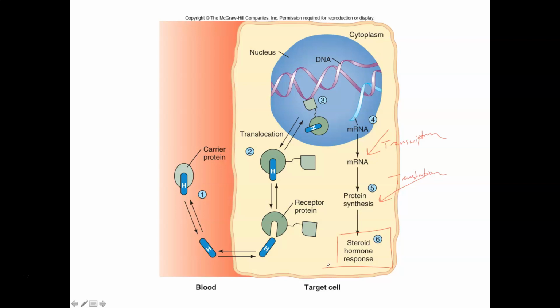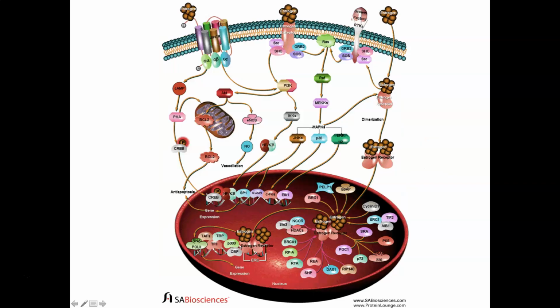Now, this is an oversimplification of the process. There certainly are many coactivators and co-repressors that can affect the transcription and translational process. For example, with estrogens, there's lots of selective estrogen modulators, but this gives us a general idea of the steroid hormone activation mechanism. But again, when you look at a more complex diagram, you'll notice that there's lots of different proteins that can be affected by the effects of estrogen.